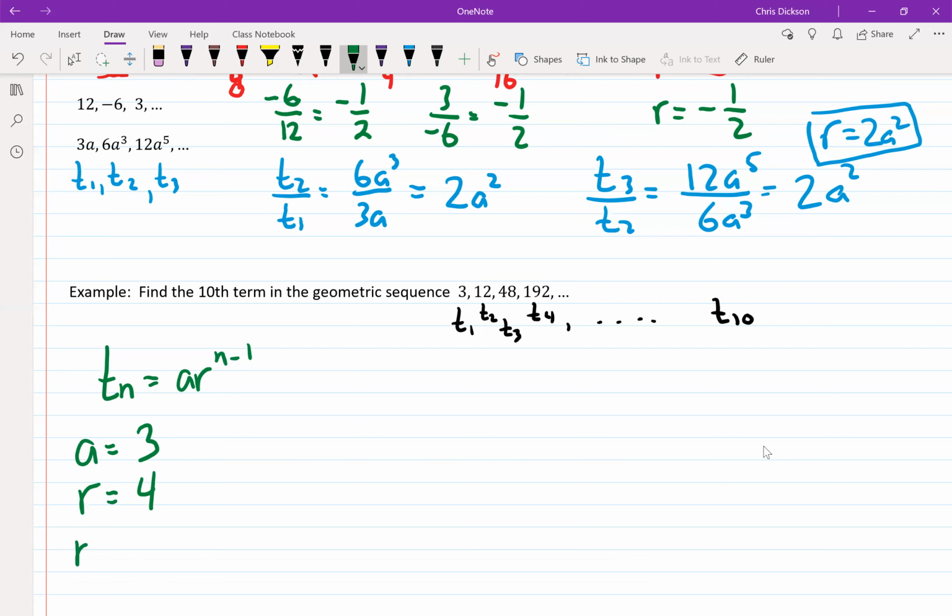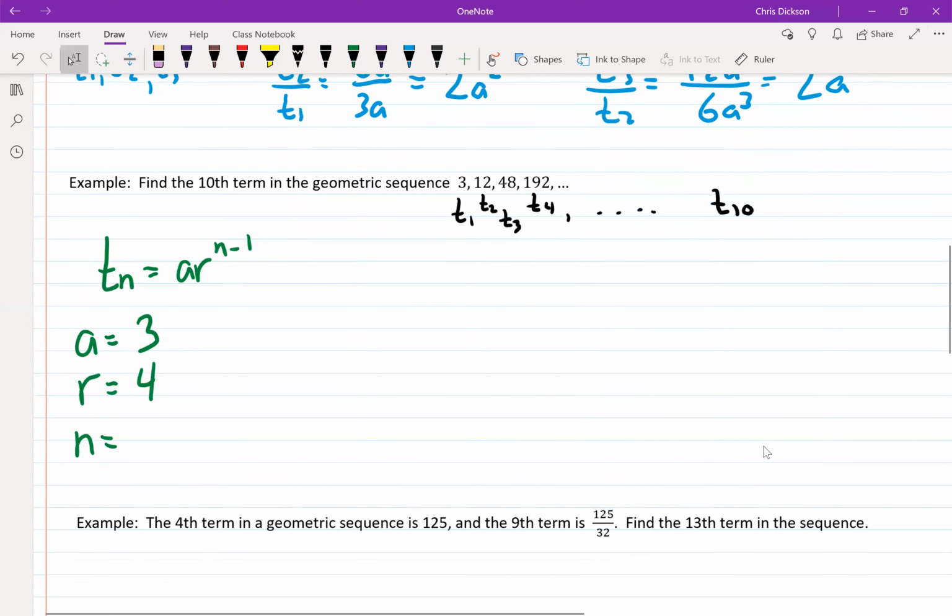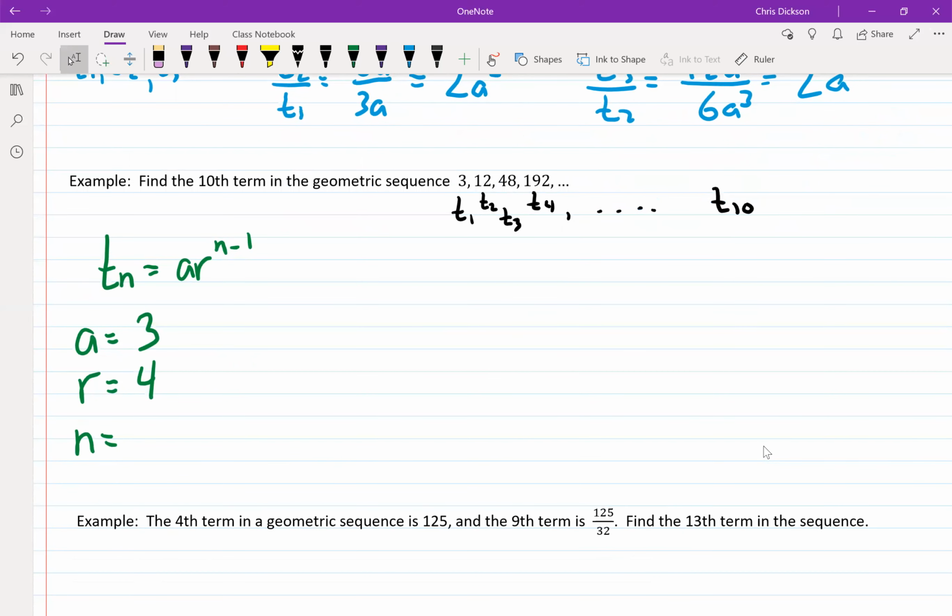Now, n is the term number you're looking for, which in this case is 10. So we actually have all the information we need to plug into our formula here. So we're looking for T10. So we would take 3, multiply it by 4, all raised to the 10 minus 1. So this would be 3 times 4 to the 9. And of course, everyone knows 4 to the 9.